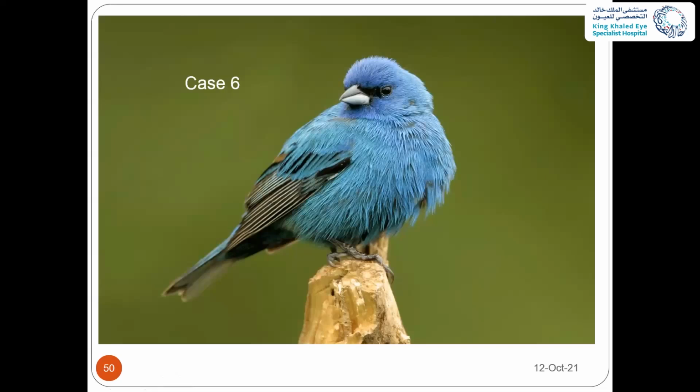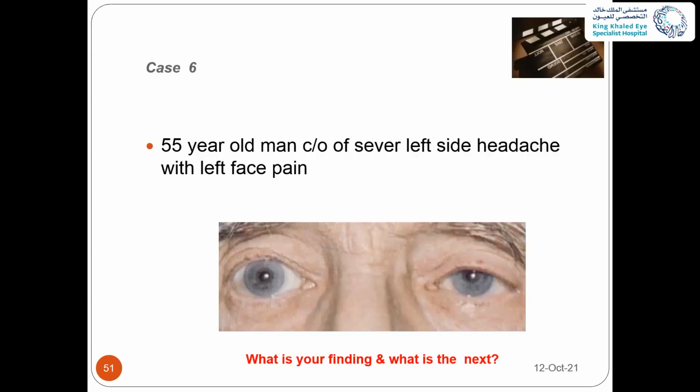Case number 6. We have here a 55 years old man complaining of severe left side headache with left face pain. What is your finding here? What do you see in this patient? Look at the patient. What do you see here?